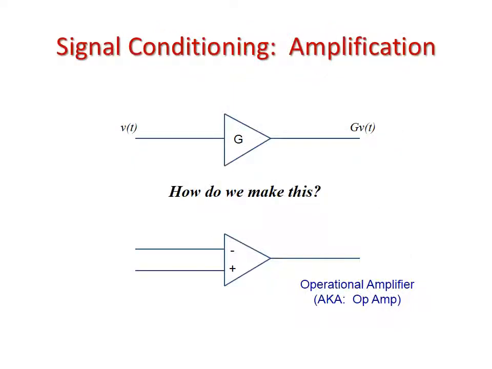So for signal conditioning amplification, again, we're going to use our op amps. We have our V in, which is our input signal, and then we have our op amp to provide the gain, and then we're going to have our V out, which is our gain times our V in. So again, we're going to look at this from a negative to positive side. And this we've already talked about a lot in the op amps lecture.